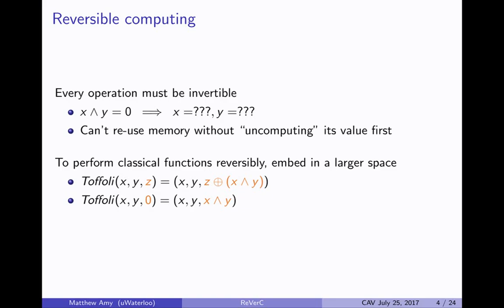And the other problem is you can't reuse memory. So that ends up being a big problem when you're compiling these circuits. Because once you've used a bit, once you've computed something into a bit, you have to explicitly uncompute it. Otherwise, it's not locally reversible.